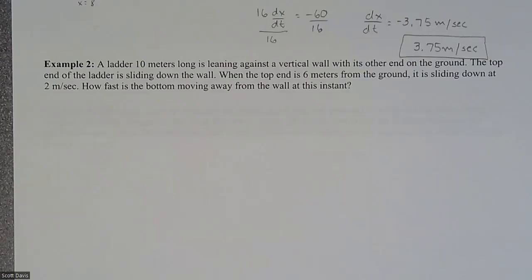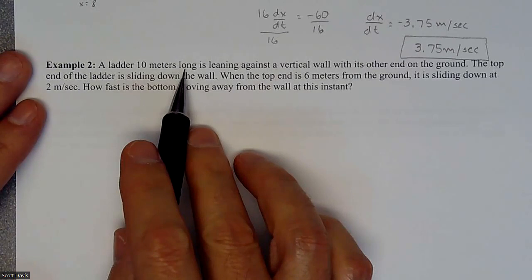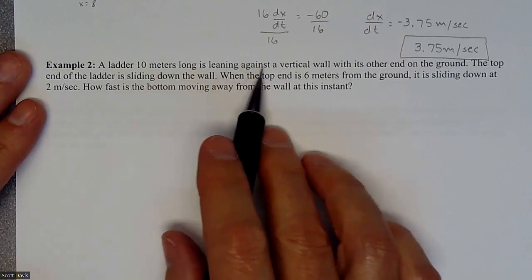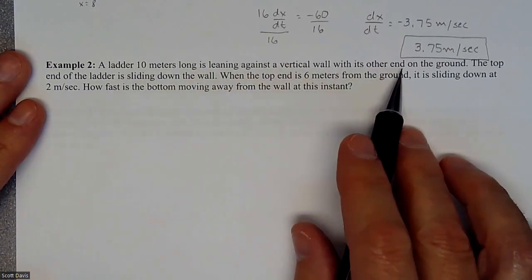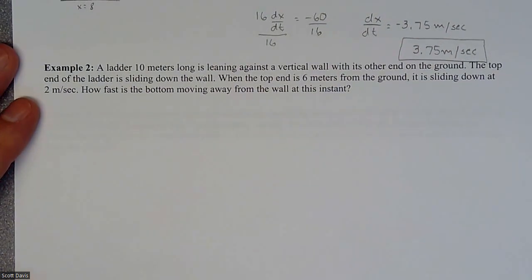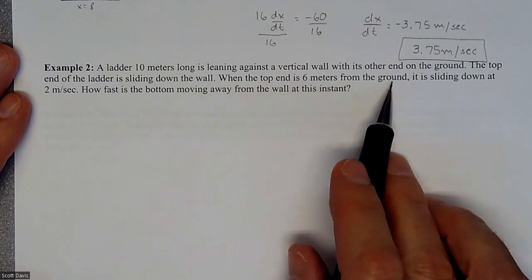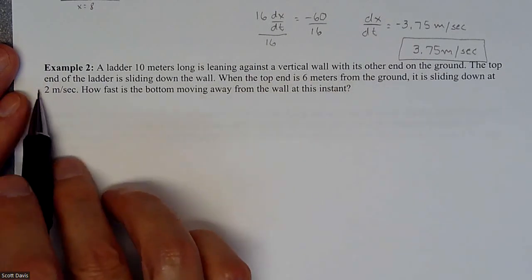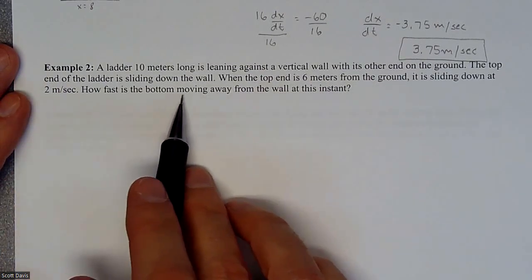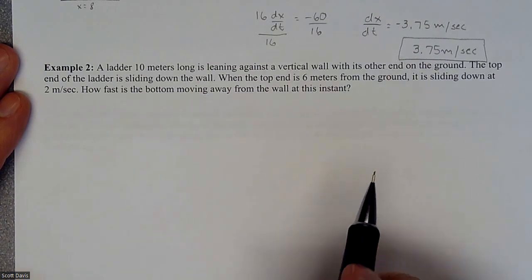In this example, we are going to be talking about the infamous ladder sliding down the wall kind of a problem. So it says the ladder is 10 meters long, pretty big ladder, is leaning against a vertical wall with its other end on the ground. It says the top end of the ladder is sliding down the wall when the top end is 6 meters from the ground and it is sliding down at 2 meters per second. How fast is the bottom moving away from the wall at this instant?